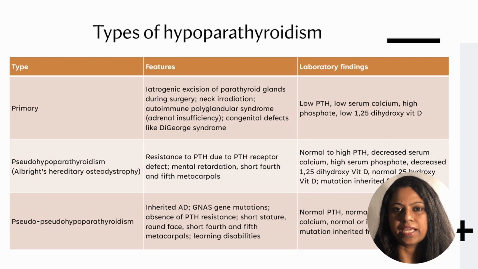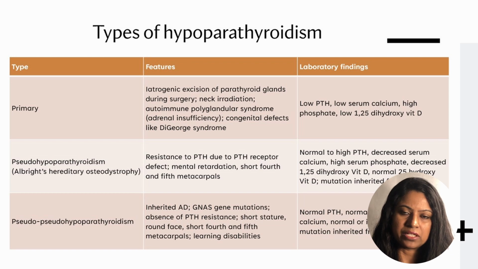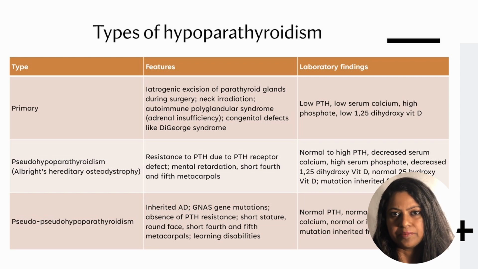Pseudohypoparathyroidism is also called Albright's hereditary osteodystrophy. It is caused by a receptor defect of PTH. There is no problem in the parathyroid gland. The problem is in the receptor where parathyroid hormone acts at the tissue level. The mutation is inherited from the mom in this case, and it leads to mental retardation and short fourth and fifth metacarpal bones, which can be seen clinically or on an X-ray of the hand.